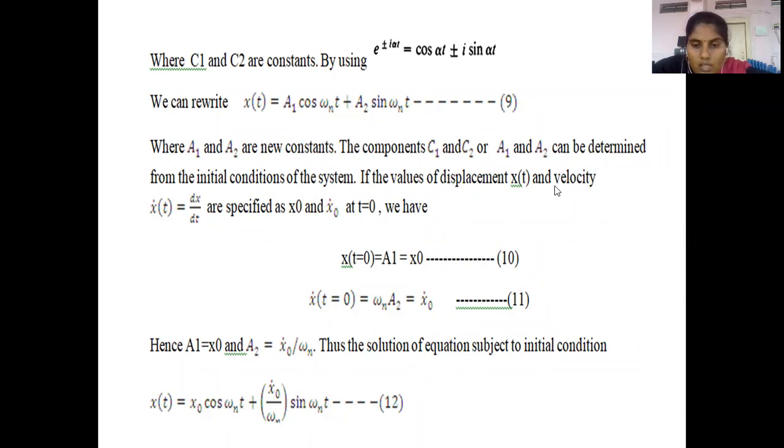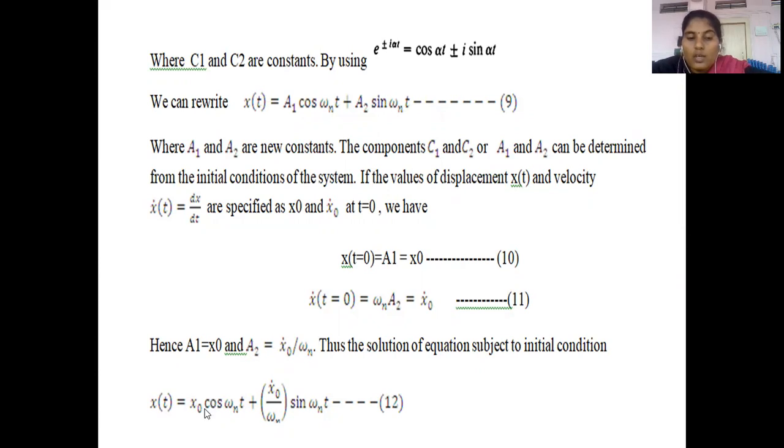So you can see in equation number 11, x dot naught, that is the velocity, the derivative of x with respect to t at time t is equal to 0, will become x dot naught and is equal to A2 into omega n. From that we will get the value of A2. Means the constants we get are A1 as x naught and A2 as x naught dot divided by omega n.